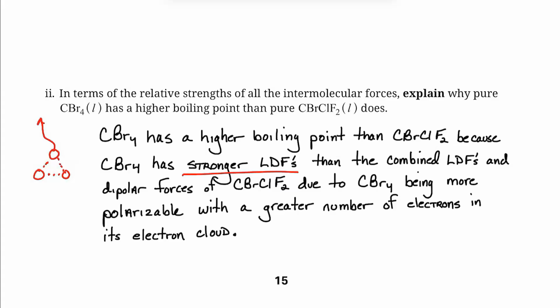cloud. Don't forget that LDF forces increase the closer you get. They increase with greater number of electrons. They increase with more delocalization of electrons, and they also increase when the shape is less branched so that the cloud can distort more. So in this case, CBr4 has more electrons. And why? Well, because bromine has a greater atomic number than the fluorine or the chlorine. So having 4 Brs surrounding the carbon has a greater number of electrons. All right, so that's the answer there.